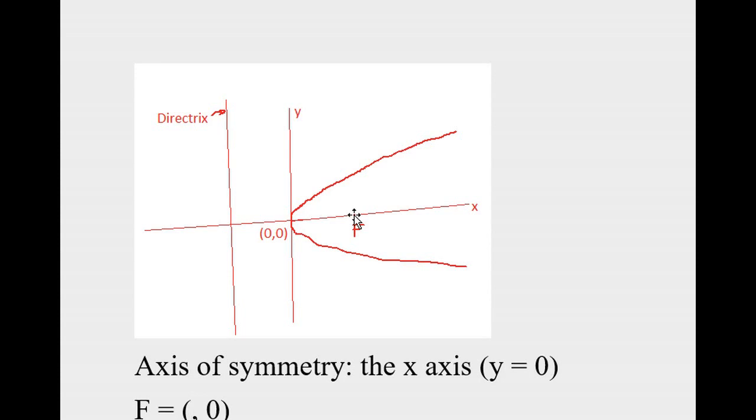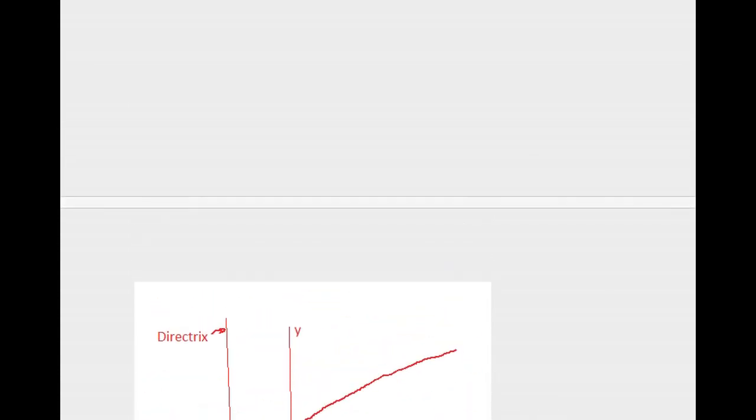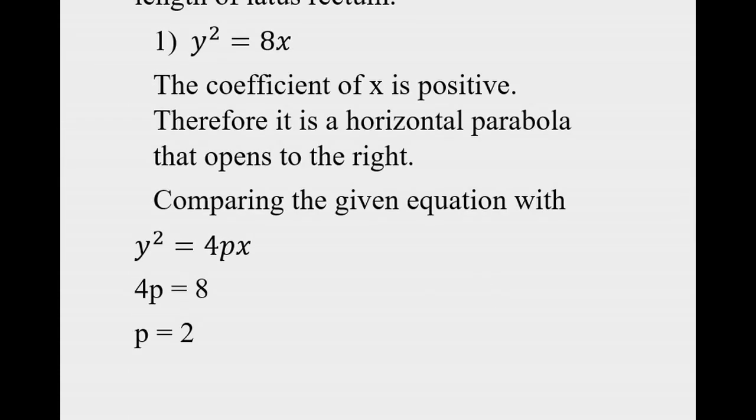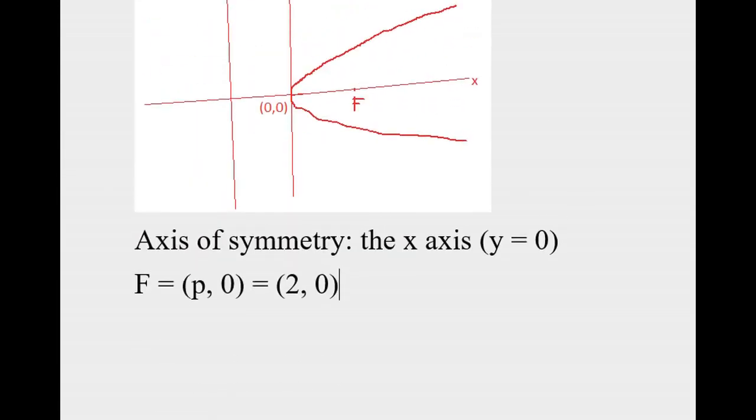Focus is at a distance p to the right of the vertex in this problem. So the x coordinate will be 0 plus p, that is p. We found that p is equal to 2. So the coordinates of the focus will be (2, 0). Yes, p is equal to 2.